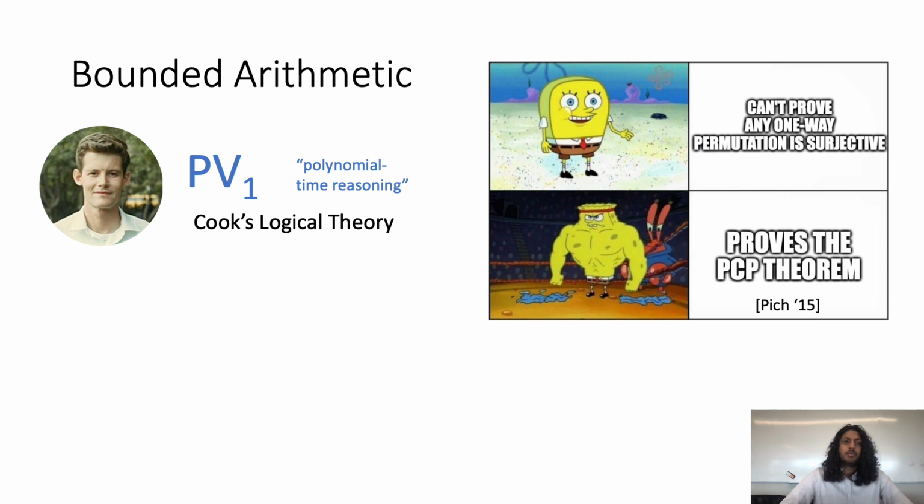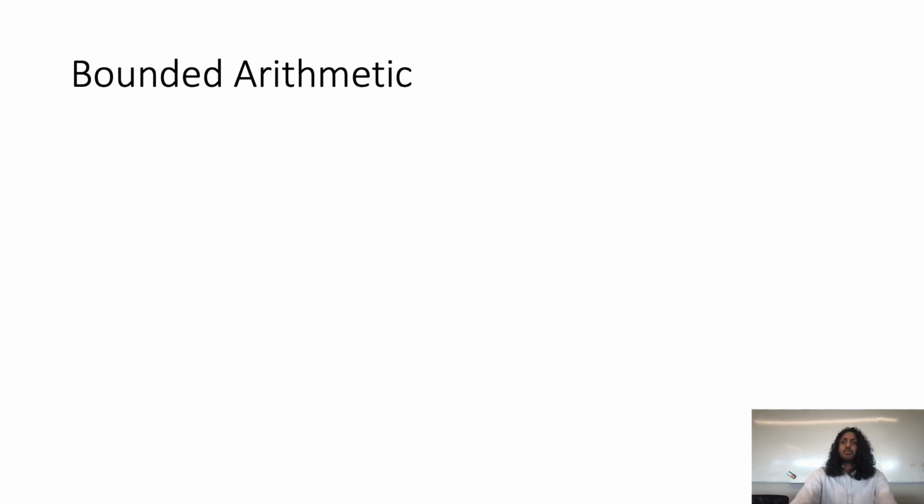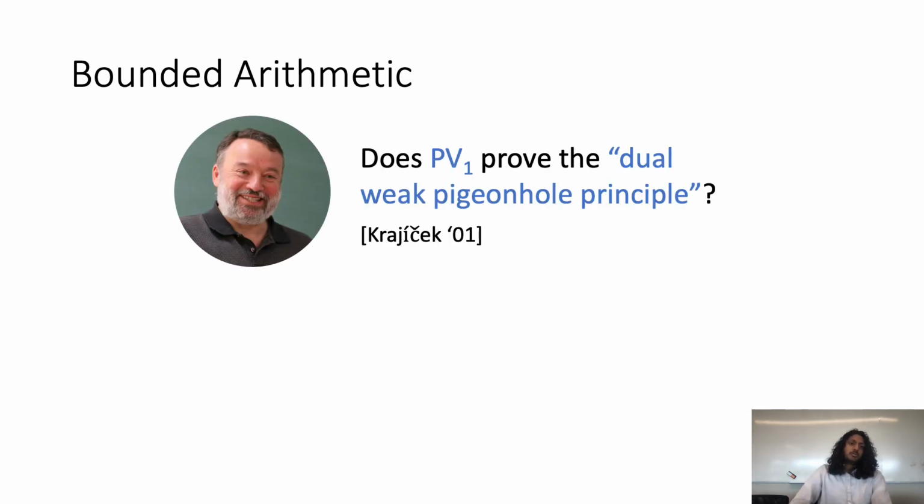On the other hand, PV1 proves some fairly deep statements. So for example, Jan Pich showed in 2015 that you could actually prove the PCP theorem using PV1. So in some sense it can be weak, in some sense it can be strong. Somehow this is corresponding to it being polynomial time reasoning. Okay, so one important question about PV1 that was first studied by Krajíček in 2001 and inspired him to come up with this notion of proof complexity generators, if you're familiar with that, is: does PV1 prove the dual weak pigeonhole principle, whatever that is?